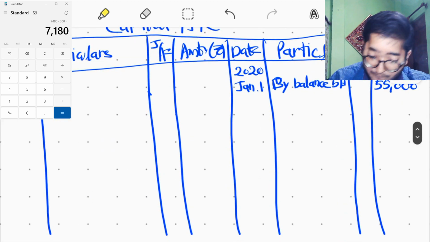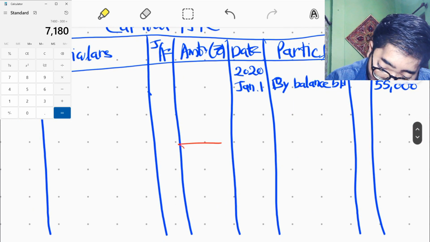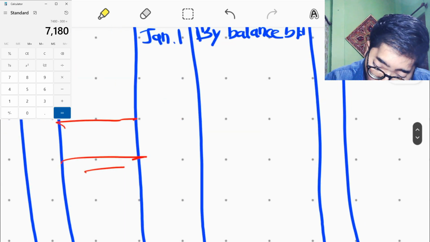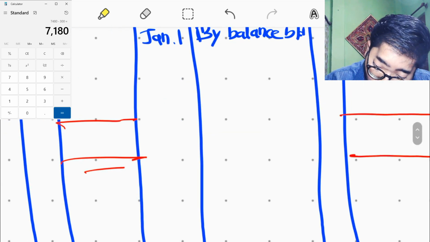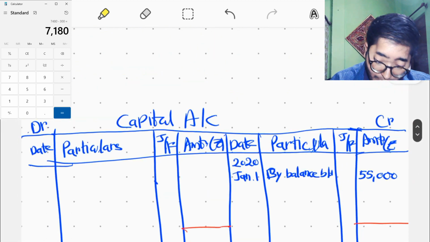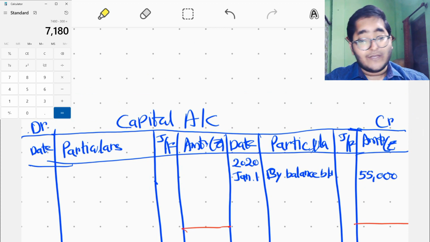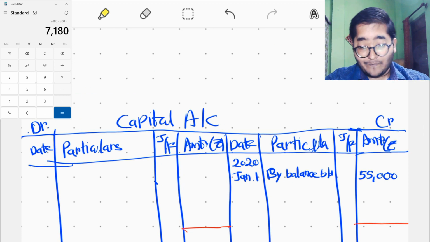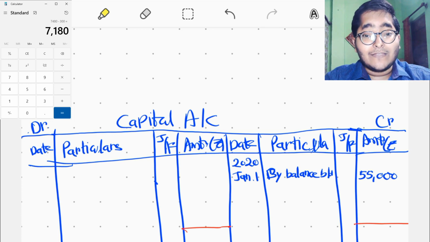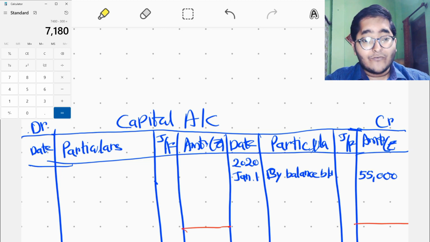Next, capital account. There is no transaction of capital, but we would be leaving it like this. We would not be totaling it. Why? Because we all know from our past video, the profit of an accounting period is first transferred to the capital account. It is a part of the capital or the owner's equity. But in this sum, the percentage of profit is not given. That is why we would not be adjusting the capital. I hope you get my point.